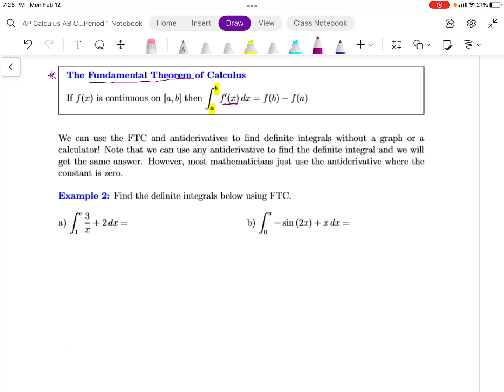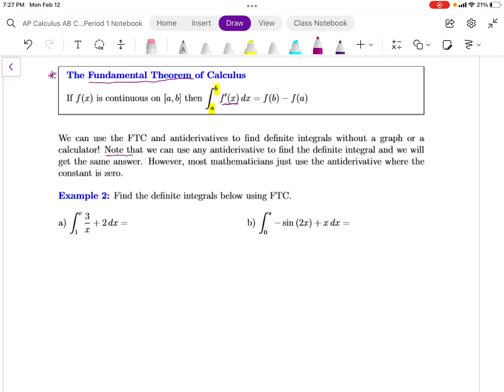So what's the purpose or the use of the fundamental theorem of calculus? Well, it helps us solve a lot of different problems, right? But for right now, it's most useful for the fact that it can help us find definite integrals without a graph or a calculator. Before, we would look at the graph and find the area between the curve and the x-axis to find the definite integral, or we would just put it into the TI-84 and hit Math 9, and it would tell us the answer. So now we can do this by hand.